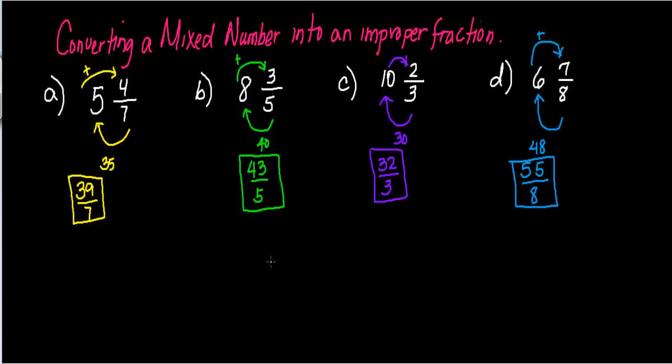Here are the answers to the problems I gave you as practice. For the first one, 7 times 5, 35, plus 4, 39 over 7. 5 times 8, 40, plus 3, 43 over 5. 3 times 10 is 30, plus 2, 32 over 3. 8 times 6 is 48, plus 7, 55 over 8. And there are your answers. I hope you got them right.